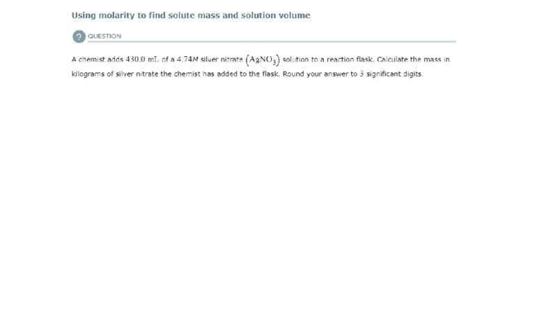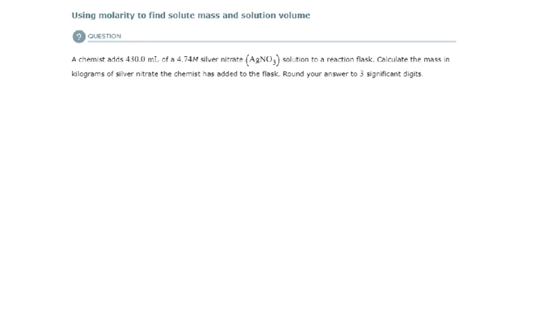All right, so now we are using molarity to find solute mass and solution volume. In this question, we have a chemist adding 430 milliliters of a 4.74 molar silver nitrate solution to a reaction flask. Calculate the mass in kilograms of silver nitrate the chemist has added to the flask. So what is the actual mass in kilograms of solute in this 430 milliliters of 4.74 molar solution is what they're asking us to find.